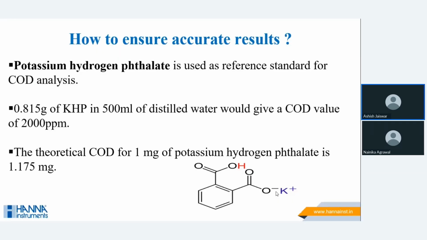To ensure accurate results, we use KHP, potassium hydrogen phthalate. It is used as the reference for standard COD analysis because it is easily oxidizable. 0.815 gram of KHP in 500 ml of distilled water gives a COD value of 2000 ppm. The theoretical COD for 1 mg of potassium hydrogen phthalate is 1.175 milligram. This is the structure of KHP, potassium hydrogen phthalate.